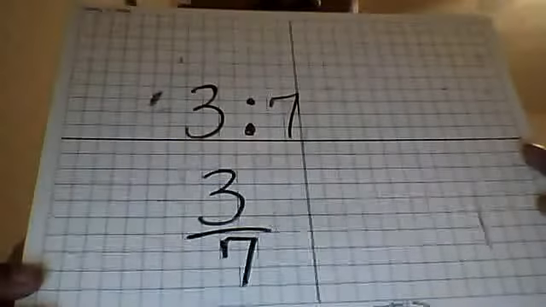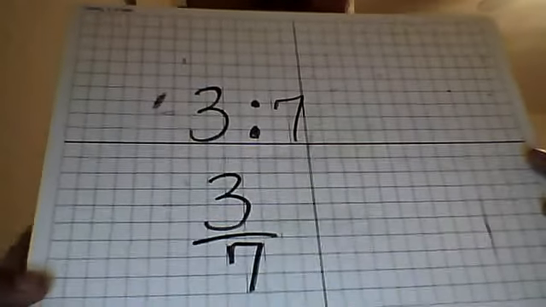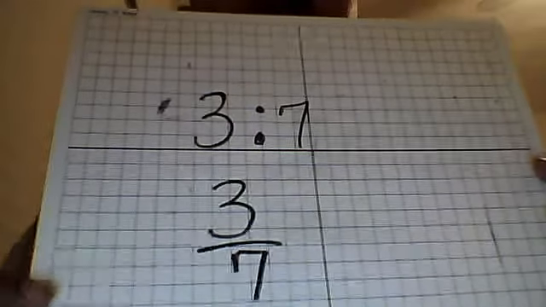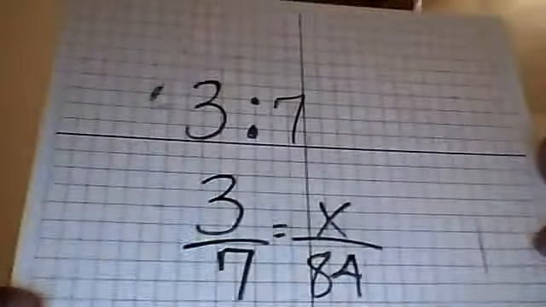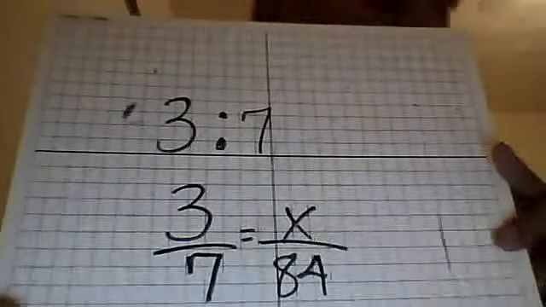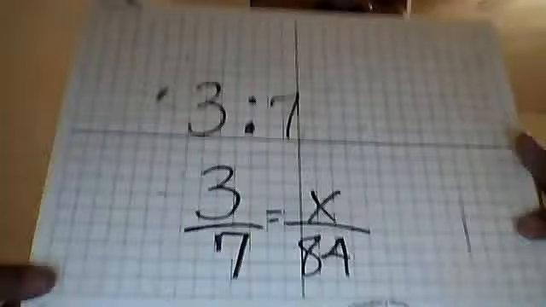So you're setting up a proportion. Then it says if the perimeter of the larger octagon is 84. Well, based on that scale factor, 3/7, the larger octagon is the 7. So that's where you would put the 84. The proportion would look like this. And the answer would be 36.